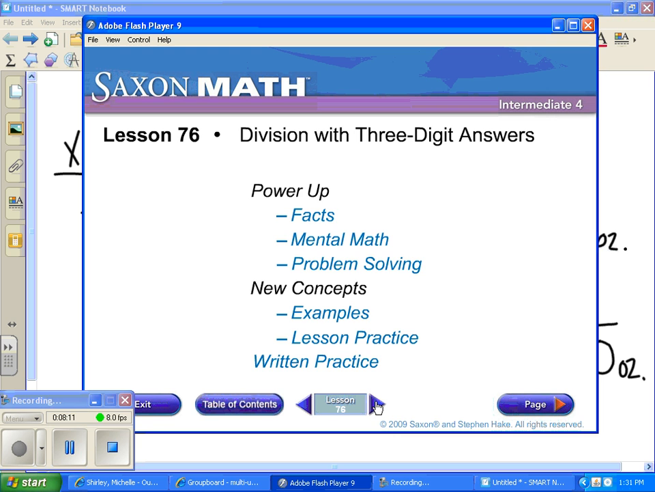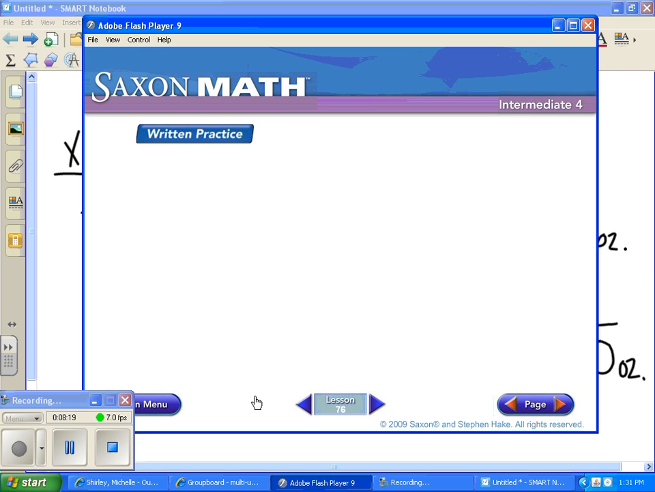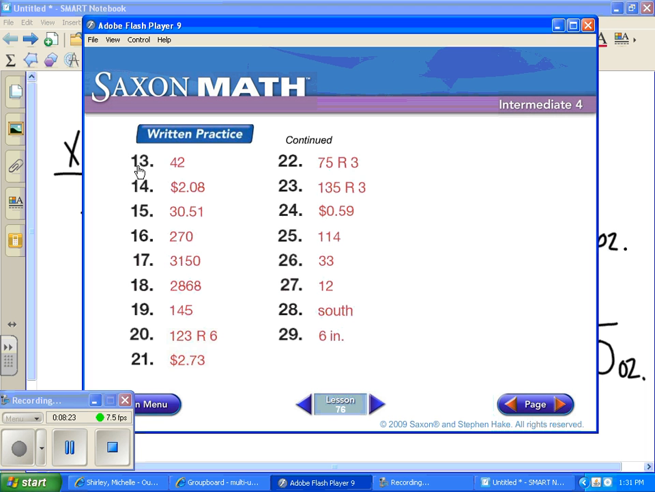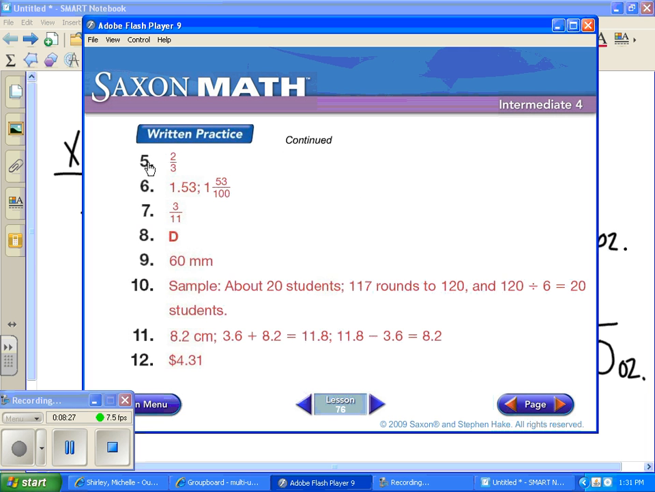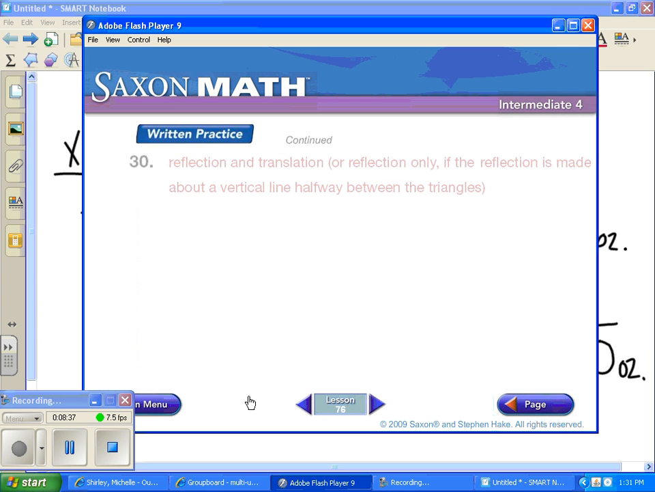Okay, let's go back, and you need to check 76 written practice. So hit pause as you check 1 through 4. Hit pause as you check, whoops, it went too quickly, didn't it? Hit pause as you check 5 through 12. Hit pause as you check 13 through 29. And hit pause as you check 30.